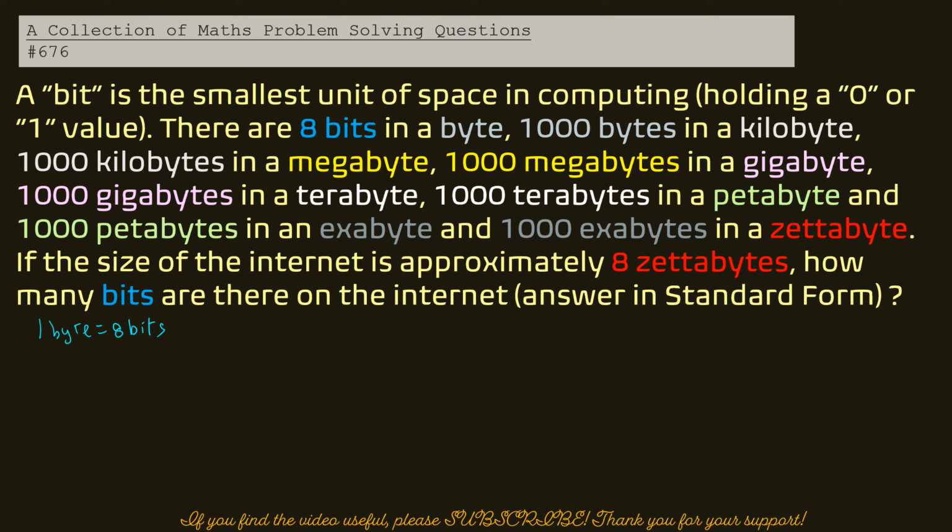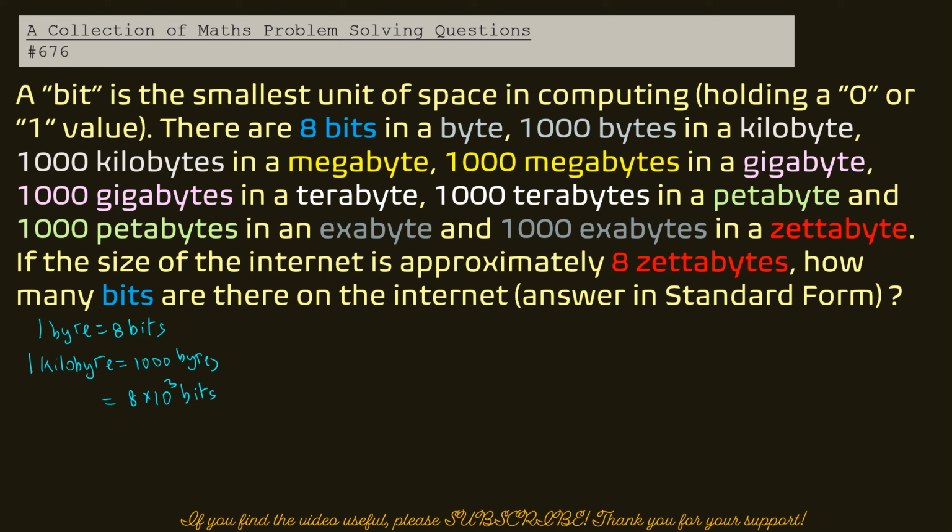and then from 1 byte I'd move on to 1000 bytes, which is 1 kilobyte. So 1 kilobyte equals 1000 bytes, and that equals 8 times 1000, that is 8 times 10 to the power 3 bits. So I can just write here that equals 8 times 10 to the power 3 bits.